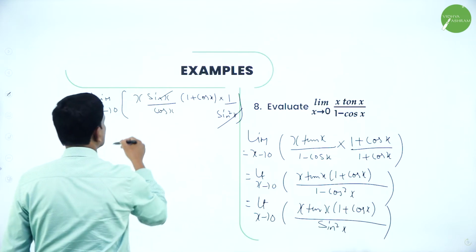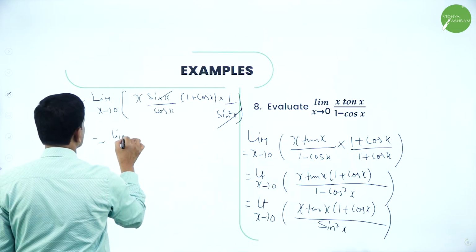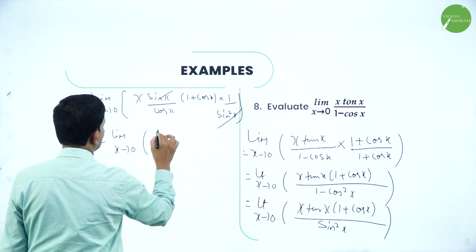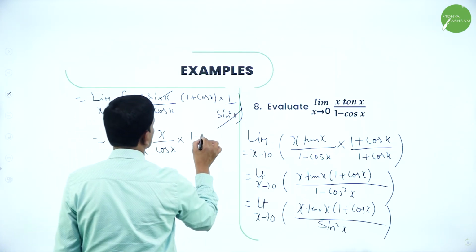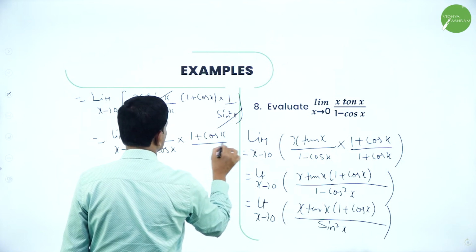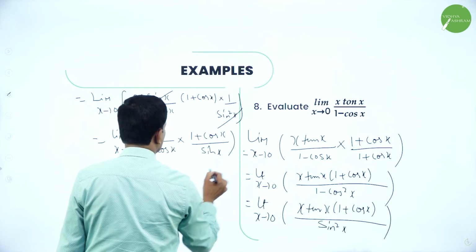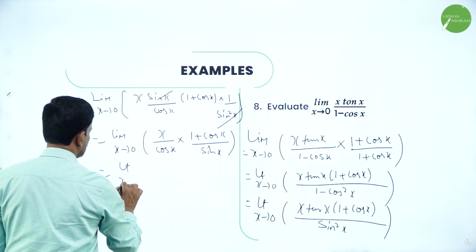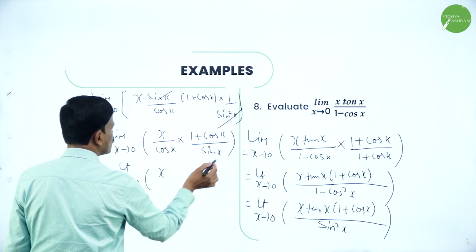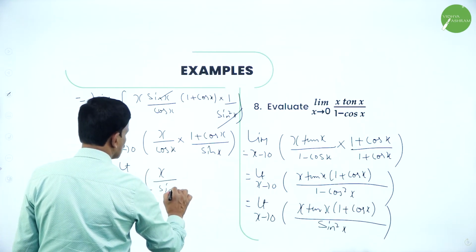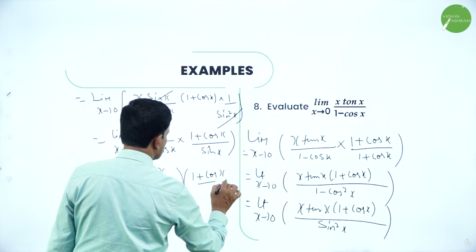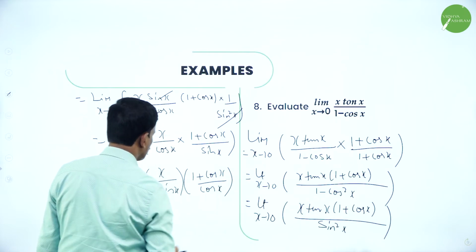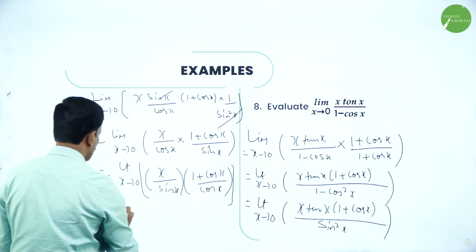One sin and sin gets cancelled. What is left over is limit x tends to 0 of x cos x into 1 plus cos x divided by sin x in the denominator, or this can also be written as limit x tends to 0 of, interchanging, x divided by sin x into 1 plus cos x divided by cos x. Now we can apply the limit for both the factors f of x into g of x.